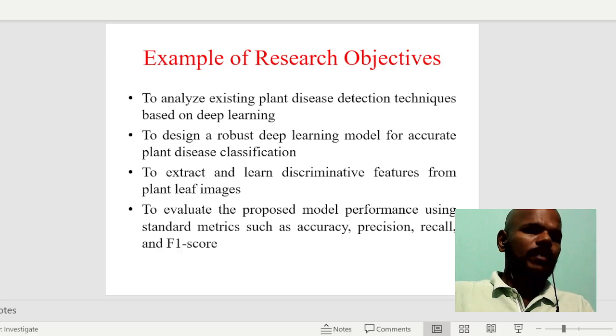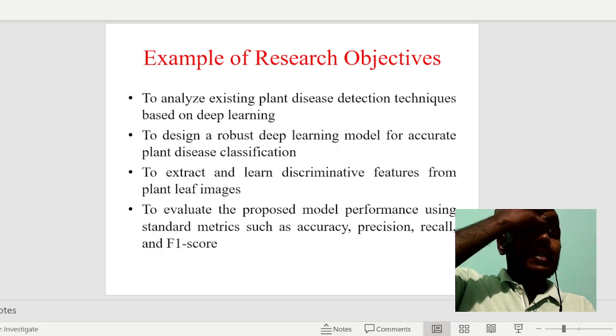Second, design a robust deep learning model for accurate plant disease classification. The term robust is written here. What sense do you have in mind? You are saying it is robust for plant disease identification. Why don't existing models use the term robust? Why are you using it? You should have a clear idea. Next is to extract and learn discriminative features from plant leaf images.